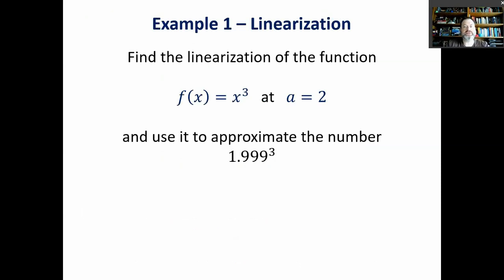So let's jump right in on example 1 and see how this works. Let's find the linearization of f of x equals x cubed at a equals 2 and use it to approximate the number 1.999 cubed. So why do we do stuff like this? Well, in the real world, there might be really complicated functions. Maybe you have to program a computer to do something like this. It'd be much easier for a computer to compute a linear function than some complicated function. So we're just going to use the formula directly.